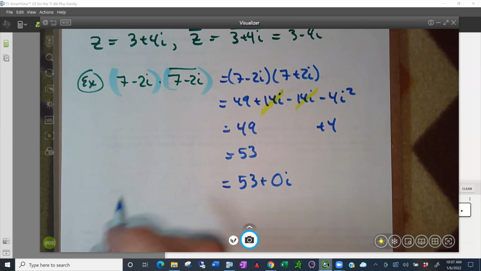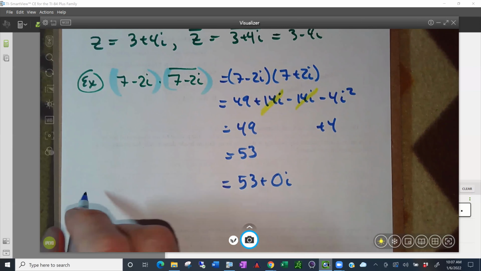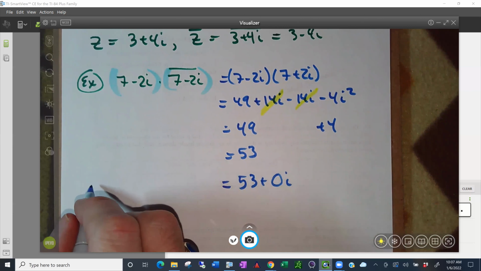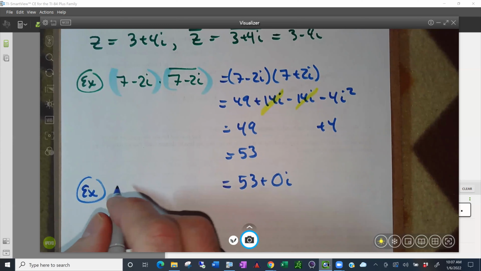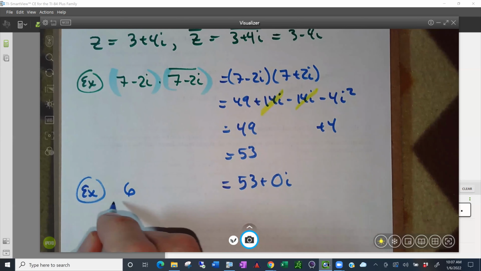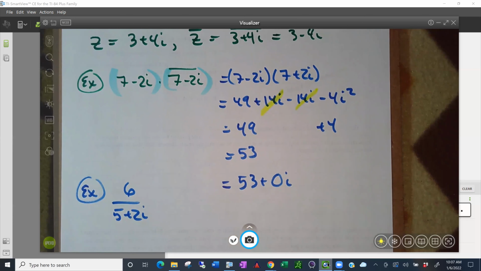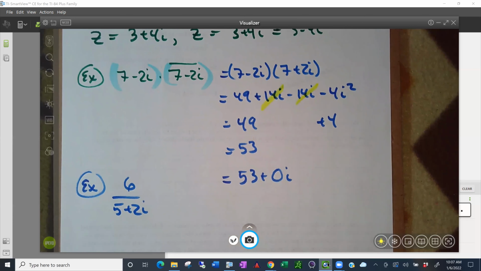But our purpose here is to divide complex numbers. So let's take a look at division of complex numbers with this example. So 6 over 5 plus 2i. Well, mathematicians don't like radicals in the denominator. And even though it's not very apparent, there is a radical in the denominator in the form of the square root of -1. So we don't like to divide by complex numbers. We don't like to leave it that way anyways.